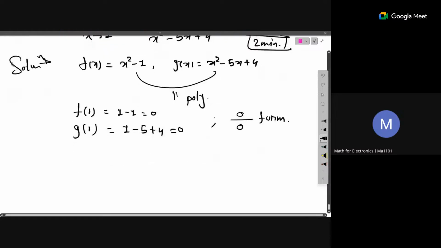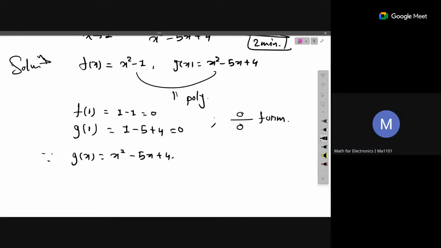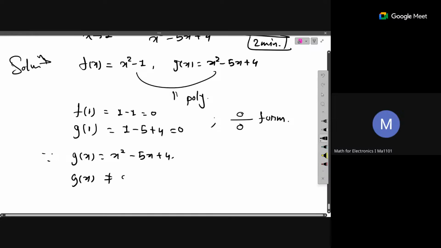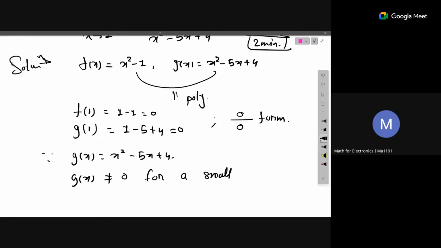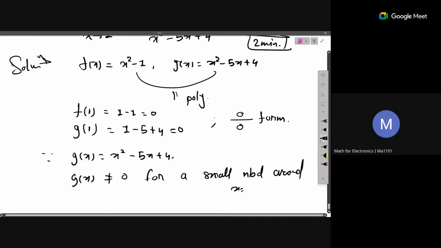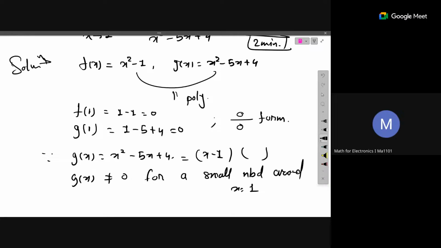And here you can easily observe that since g of x is equal to x square minus 5x plus 4, g of x is not equal to 0 for a small neighborhood around x equals 1. Because again, it's a quadratic function, we can break it down into two factors. One factor will be, I guess, x minus 1, right? And the other factor will be x minus 4, right? So g of x equals 0 only when x is equal to 4.